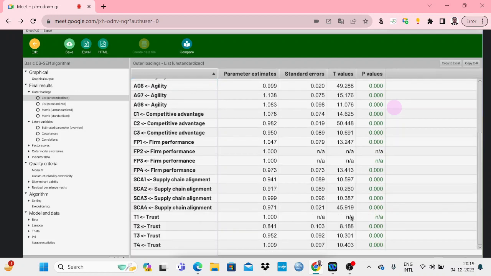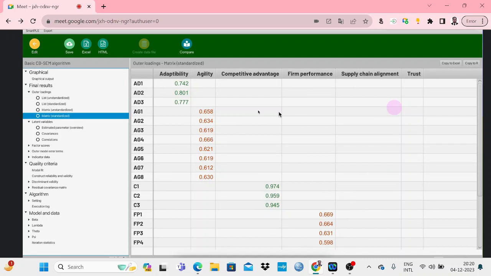In every construct, you see there is one which is showing NA because it is restricted to 1. This is one of the assumptions of how the model is estimated, that you have to restrict one of the items to one. And this is the standardized matrix that we basically report.